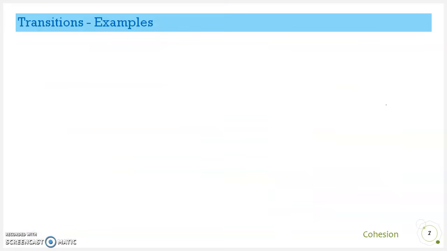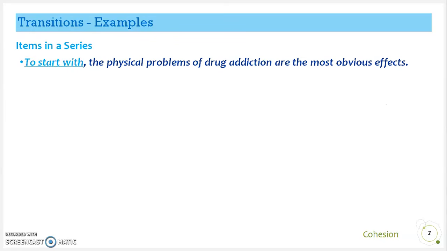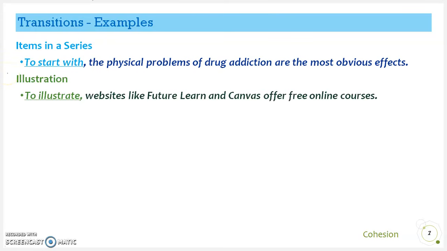Let's see some examples of each type of transitions. To start with, notice the comma here. The physical problems of drug addiction are the most obvious effects. What we have here is the first idea in a series of effects of drug addiction. This might be a sentence at the beginning of body paragraph 1. Illustration: to illustrate, comma, websites like FutureLearn and Canvas offer free online courses. Here we have 2 specific examples from real life to illustrate free online courses.